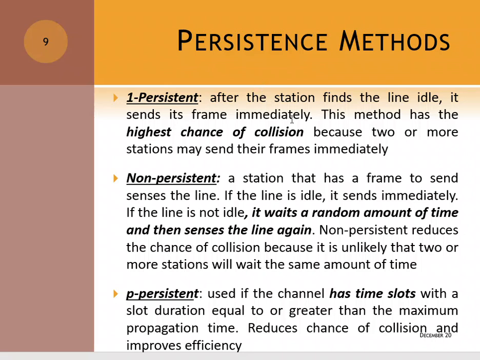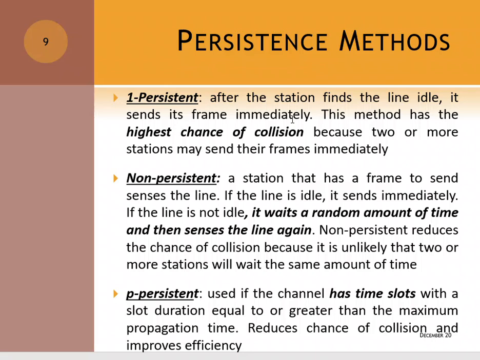One persistent: after the station finds the line idle, it sends its frame immediately. This method has the highest chance of collision because two or more stations may send their frames immediately. Okay, one persistent tadi, katalah kita satu station tu dia hantar satu data, dia check line tu busy. So, bila line tu busy, dia keep checking sampailah line tu idle, dia terus hantar.